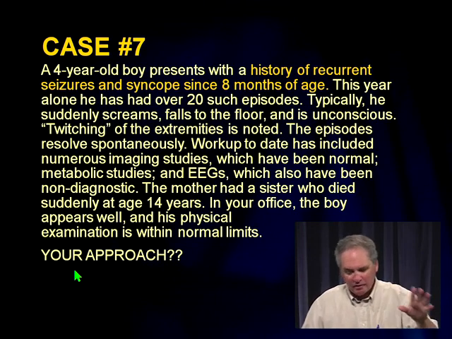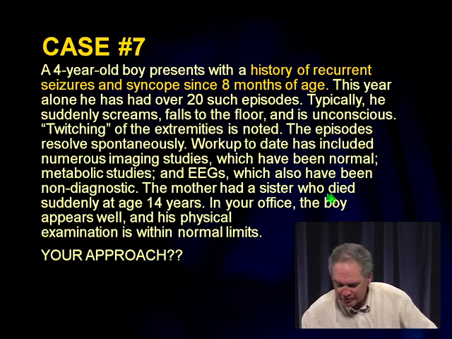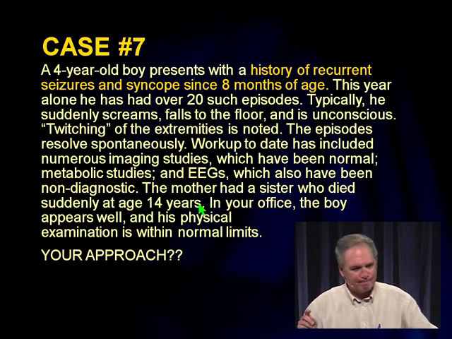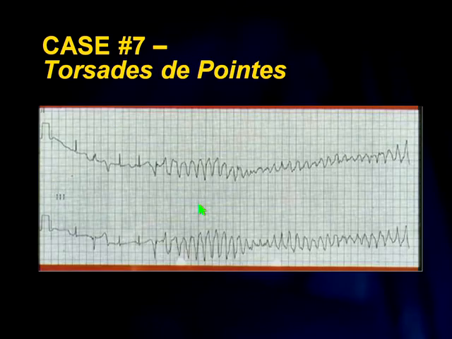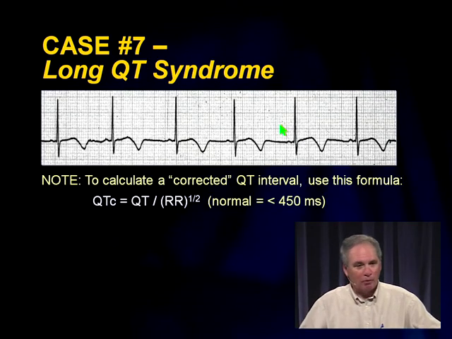And look at the history in a little more detail. Mother had a sister who died suddenly at age 14. That's a warning sign. This is what was recorded, okay? And this is a twisting, turning, polymorphic ventricular tachycardia, sometimes called torsades. If you encounter a patient like this, magnesium can be very helpful in terminating this episode, but they often terminate on their own.